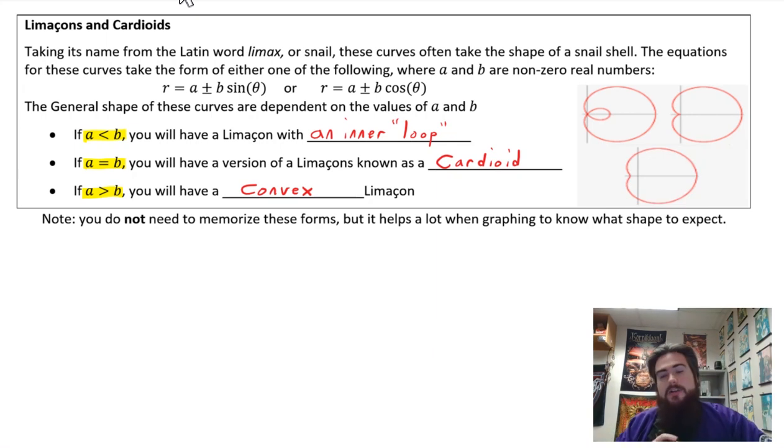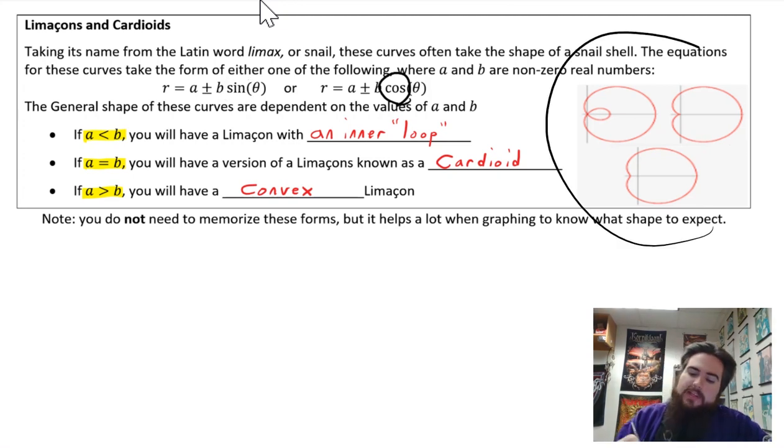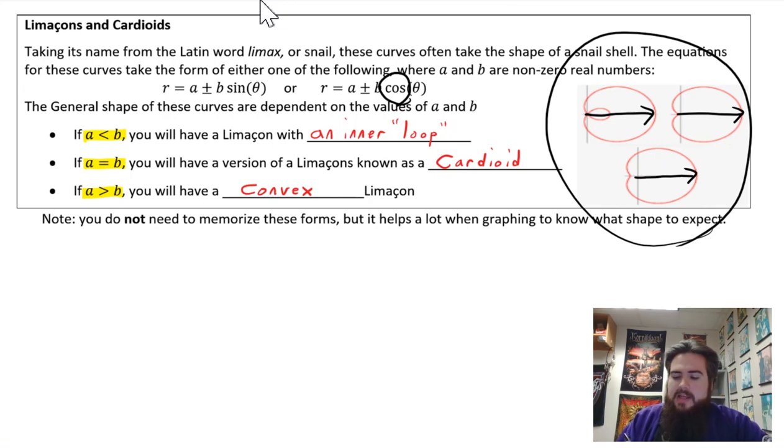There are other patterns that you can see with limacons and cardioids. For example, whatever trig function you have will define the major axis of the limacon or cardioid. For example, all three of these graphs shown on the side as examples are going towards what we would call, on the Cartesian plane, the positive x-axis. They seem to be stretching further along the x-axis than they do along the y-axis.